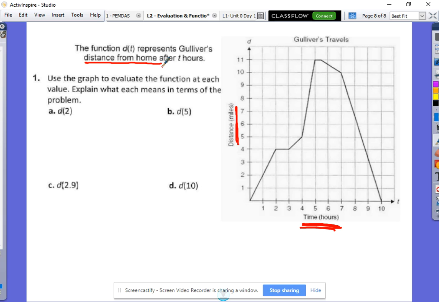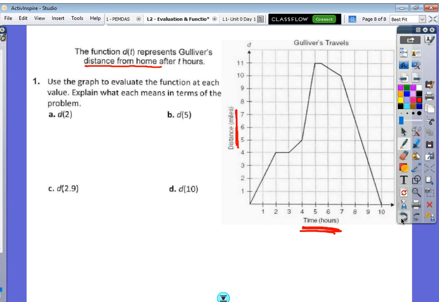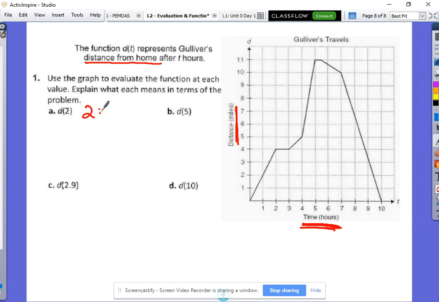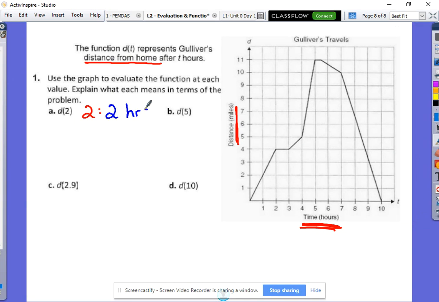So if we look at D of 2, what we're going to explain by this, the 2, first of all, is our x, right? That's the number we're looking at right there. So this 2 stands for, what does that stand for? Well, that means that we've been traveling for 2 hours, right? Gulliver, in this case, is Gulliver's Travels, has been traveling for 2 hours at this point right here. Okay, well, how far has he traveled? Well, let's find that out. If we go up here, how far away from home is he? So since it goes over to the 4, that means we're 4 miles from home.